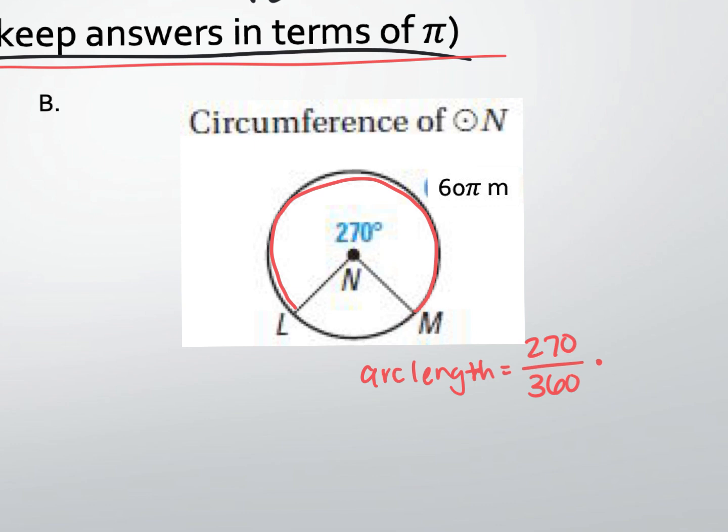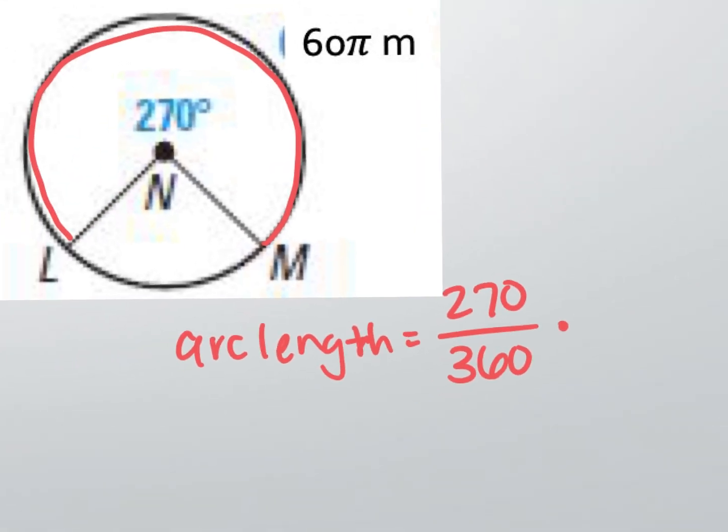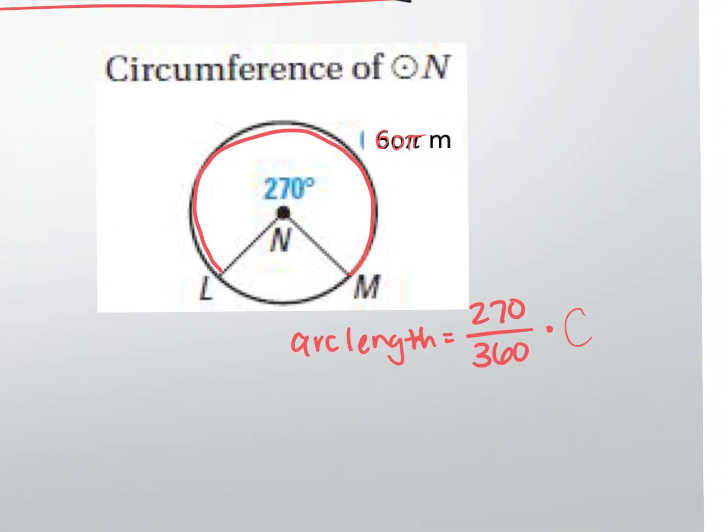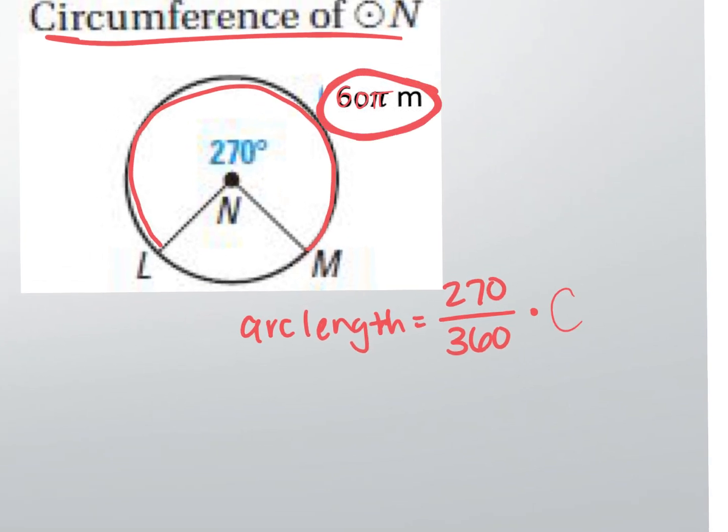Is that 60? That was 60, yeah. Wait, oh, this is 60 pi. Is that what you were asking? Yeah, that's 60 pi. What goes after the 270 over 360 in our formula? C, very good, our circumference. Correct. We already have the arc length, but we don't have the circumference. Do you agree? And that's what we're trying to find. So let's plug in our arc length, which Diana said we already knew, 60 pi. So let's plug in 60 pi equals 270 over 360 times C.